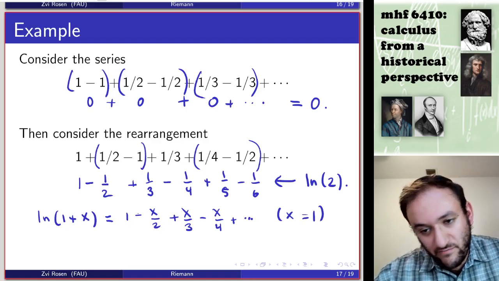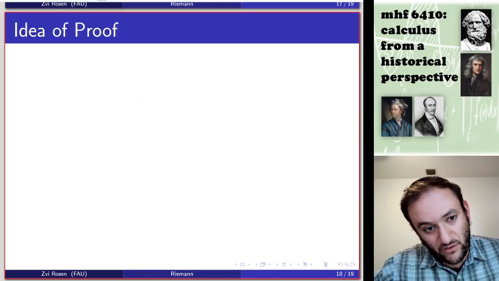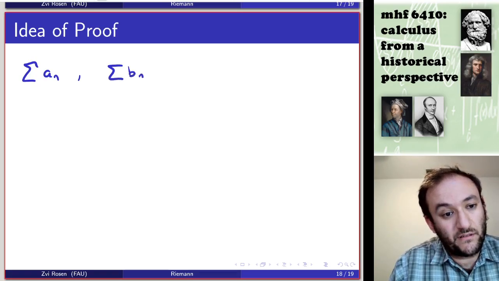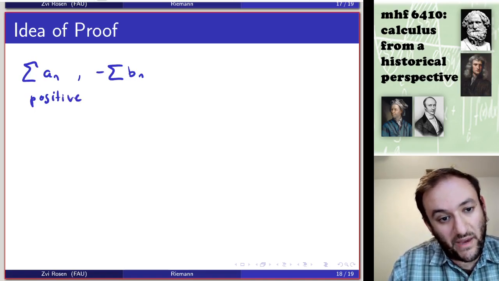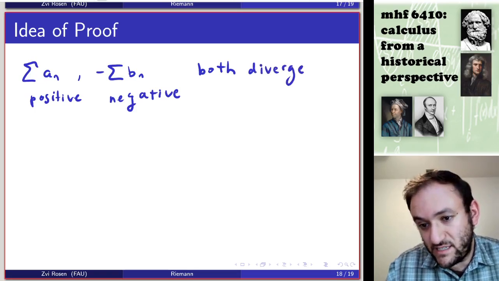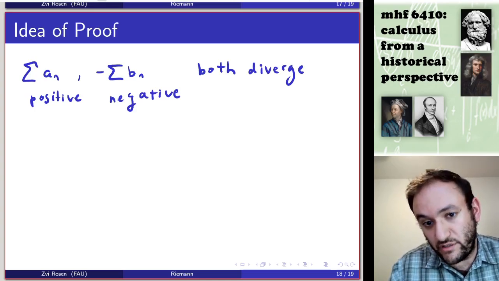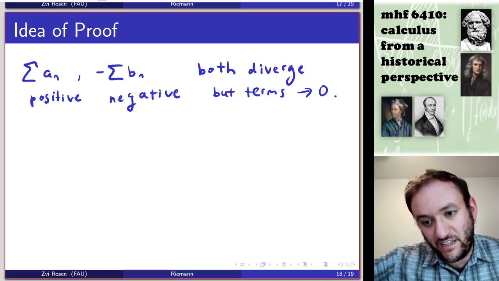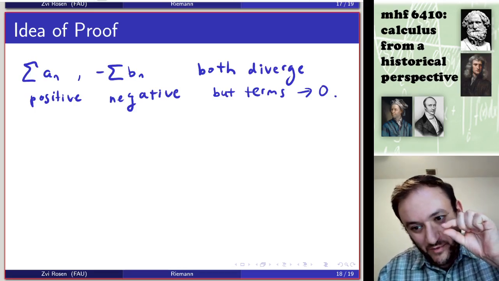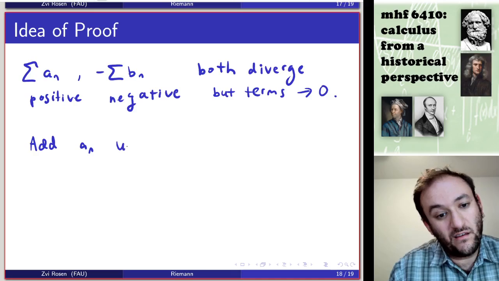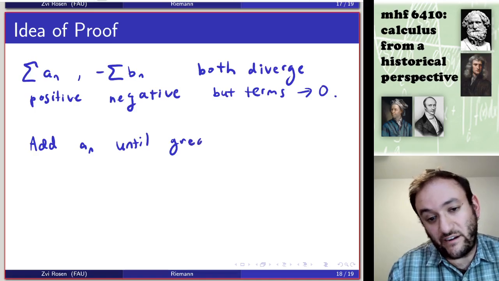But it's not just very special values that we can take. We really can get any real number value. And the idea of the proof is as follows. Okay, because you have an and bn, so an is the positive terms, and the minuses give you negatives, and both diverge. But because the series is convergent, the terms get arbitrarily small, the terms approach 0. Okay, so each of these has infinitely much matter in it, but arbitrarily fine constituent pieces. So what we can do is just add an until greater than desired limit L.